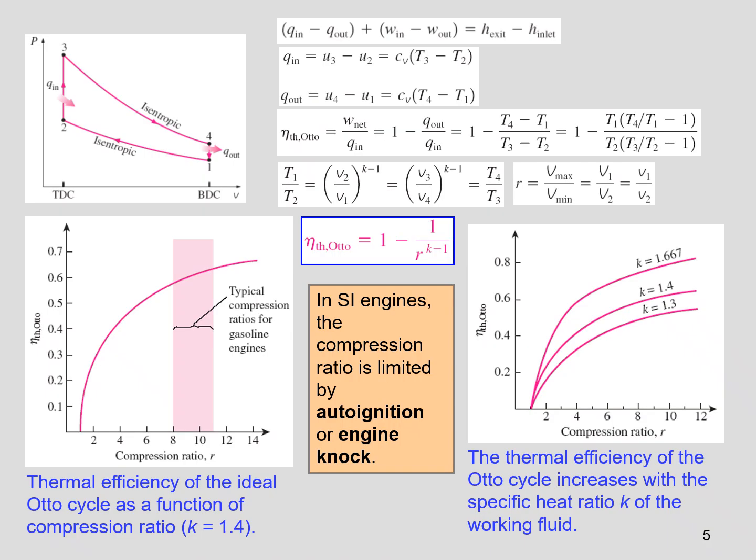And if you take the efficiency for the Otto cycle, the thermal efficiency of the Otto cycle is given by 1 minus 1 by r to the power k minus 1, where r is equal to the maximum volume over the minimum volume, that is V1 by V2, the compression ratio. In SI engines, the compression ratio is limited by auto ignition or engine knocking. The thermal efficiency of the ideal Otto cycle is a function of k, the specific heat ratio, Cp by Cv. Either we can use k or gamma, which is equal to Cp by Cv.